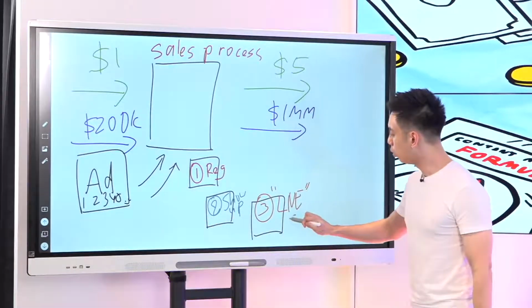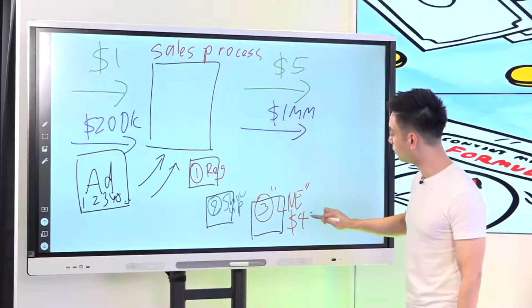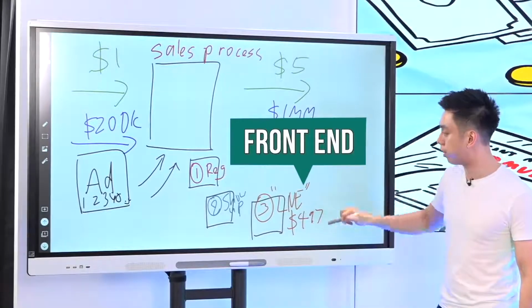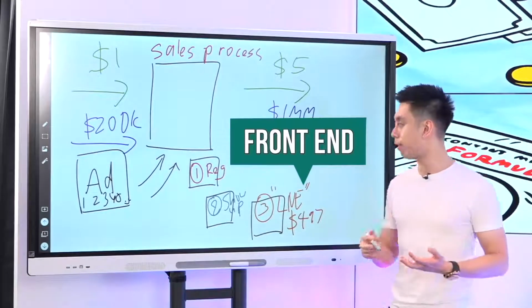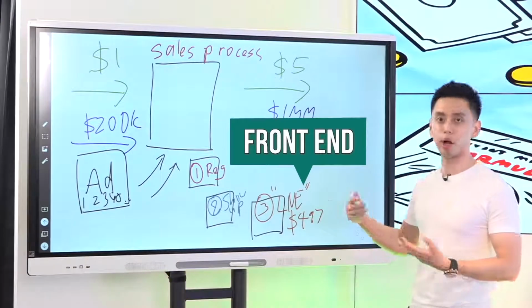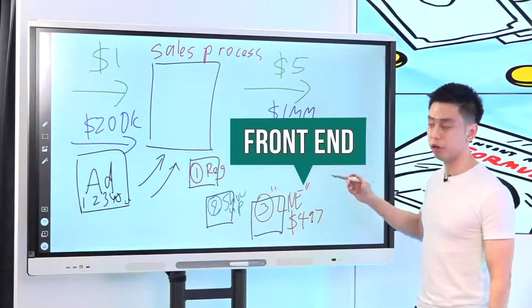So for us, we had a $497 offer on the front end. All of the sales that you're seeing are on the front end. It doesn't include the fact that this person would be a lead and we take care of them, they will be buying our other stuff, our upsells in the future, in the back end.